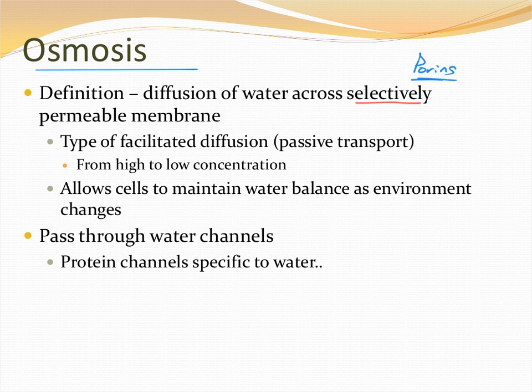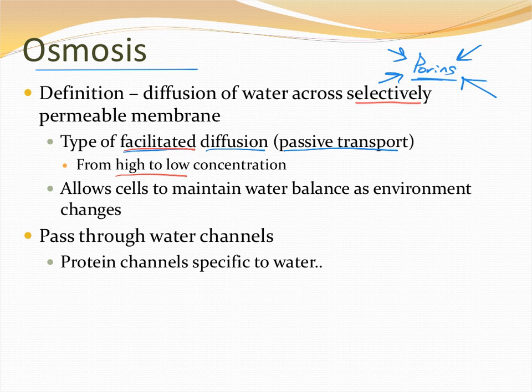So types of facilitated, we have passive transport, right? Where you go from high to low. Osmosis is facilitated. Why is it facilitated? Because of porins. Porins are the facilitator. What does facilitated mean? Help. So water is helped across the membrane. And we do move from high to low. So water will move from high to low, just like the solutes do.